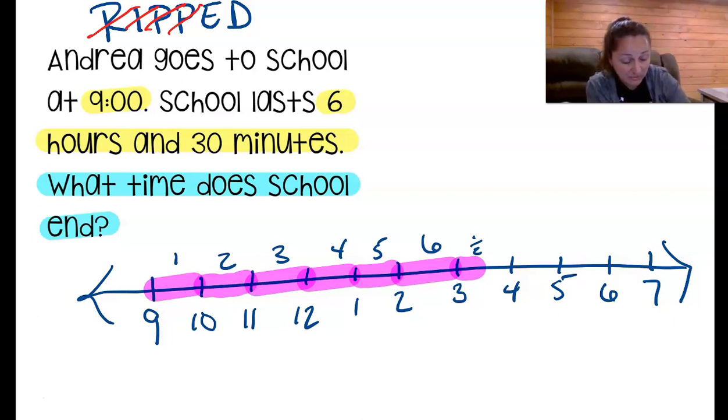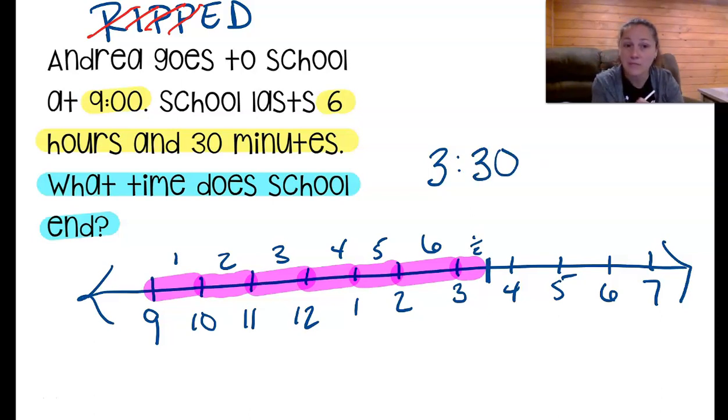So I didn't get to the 4, so I'm looking at it's 3 o'clock, and how many minutes? The half hour tells me that it's at 30 minutes, so 3 hours and 30 minutes. It's not 3 hours and 30 minutes. What would that be? How does that work?